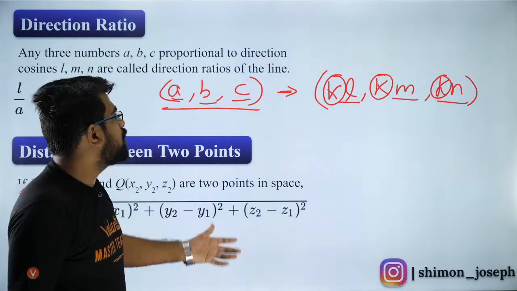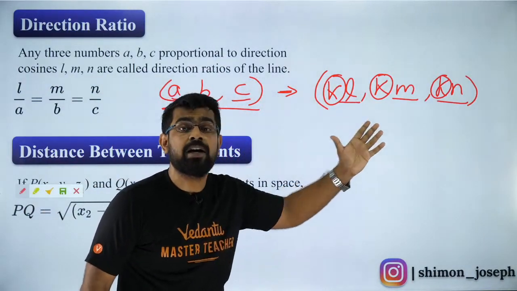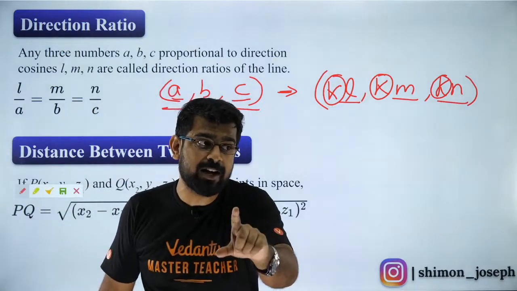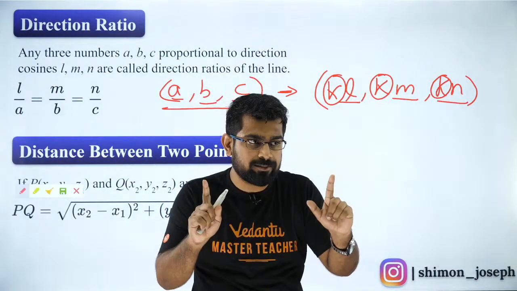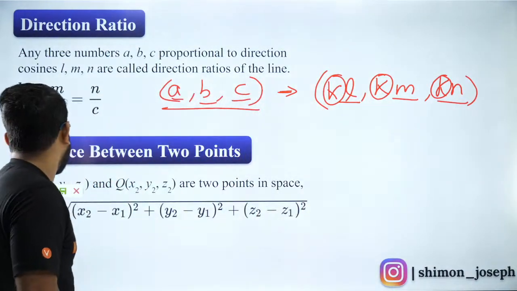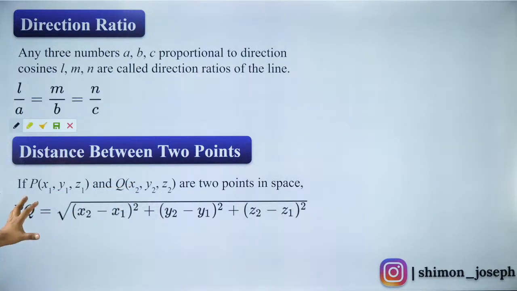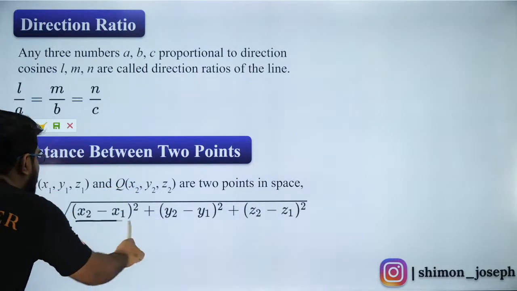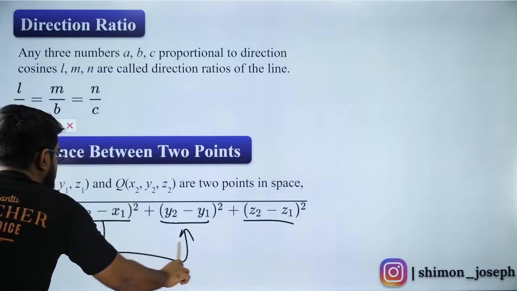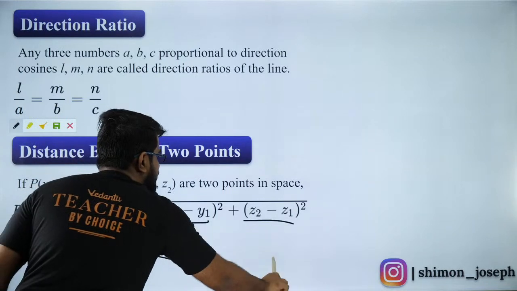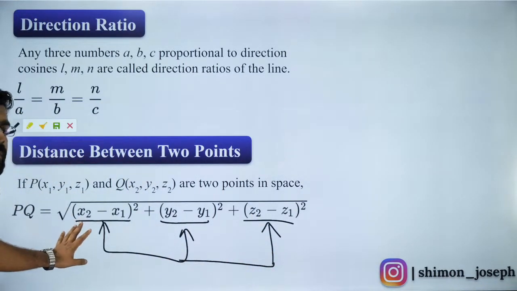So direction ratios are nothing but proportional multiples of direction cosines. Direction cosines are always unit vectors, whereas your direction ratios need not be unit vectors. Now let's move forward. The next point: what is the distance between any two points in 3D? It is very simple because it is just an extension of the 2D formula. In the 2D formula you have only these two terms. In the 3D formula, you will have Z2 minus Z1 whole square as well.